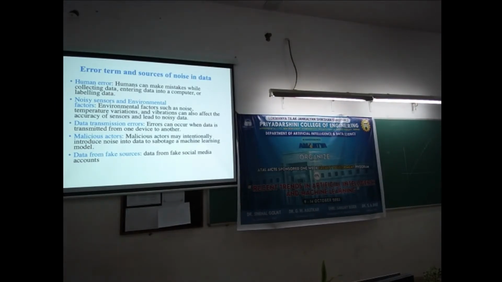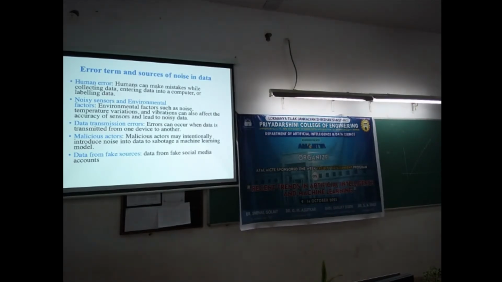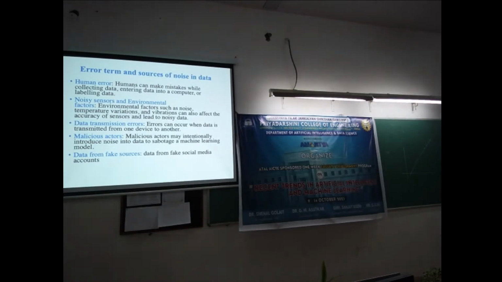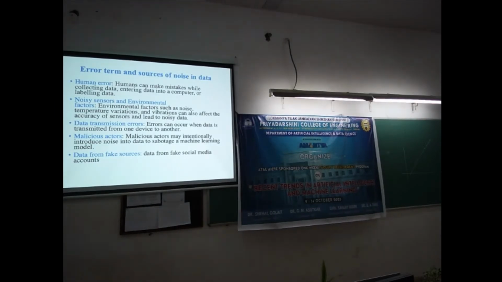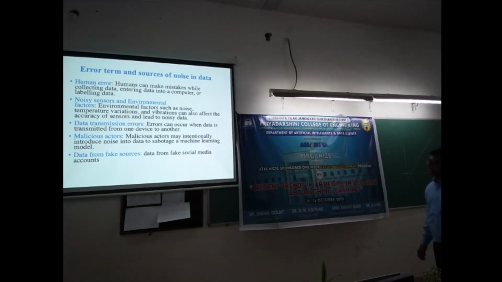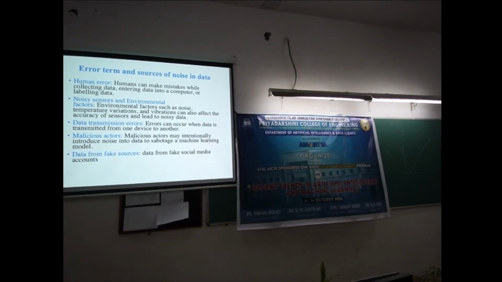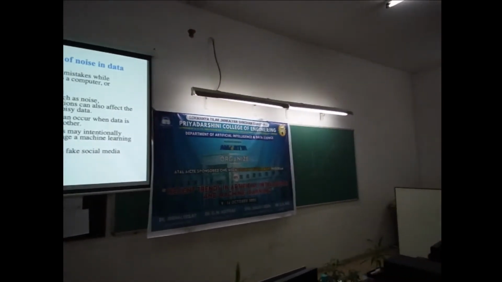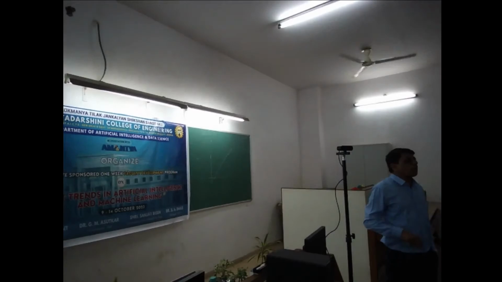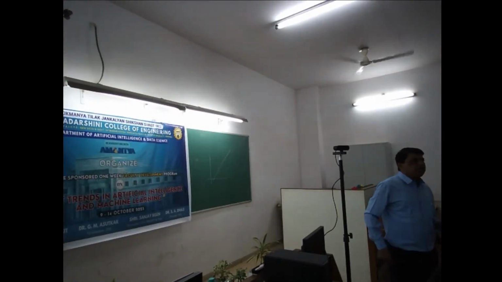So why is the noise caused? It is because of human error. It may be because of noisy sensors and environmental factors. It may be because of data transmission errors. Suppose you are sending the data from one place to another place, then there may be data transmission errors. Malicious actors may intentionally introduce noise into the data to sabotage a machine learning model. So what is the meaning of that? Basically, you might know that machine learning comes in the broad domain of artificial intelligence, right? And what is the difference?